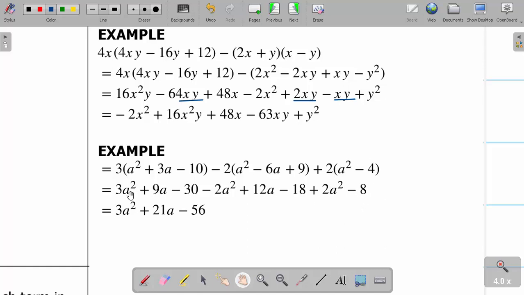So like terms, if you check here, for a squared, this is 3a squared minus 2a squared plus 2a squared. So the 2a squared terms cancel, and I'm left with 3a squared. Now 9a plus 12a gives me 21a. That's why it's 21a here. Then negative 30 minus 18 minus 8 gives minus 56. Okay, that's how we do mixed questions.